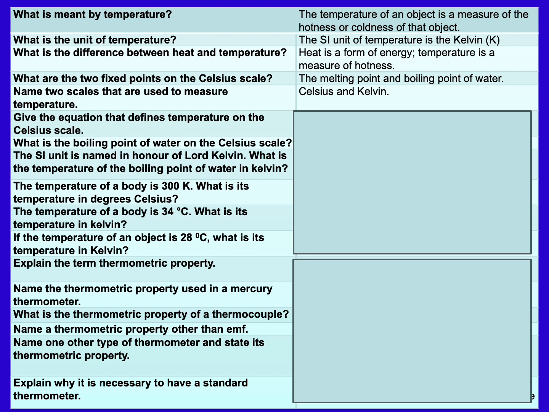Question 1, give the equation that defines temperature on the Celsius scale. Question 2, what is the boiling point of water on the Celsius scale? Question 3, the SI unit is named in honour of Lord Kelvin. What is the temperature of the boiling point of water in kelvins? Question 4, the temperature of a body is 300 Kelvin. What is its temperature in degrees Celsius?